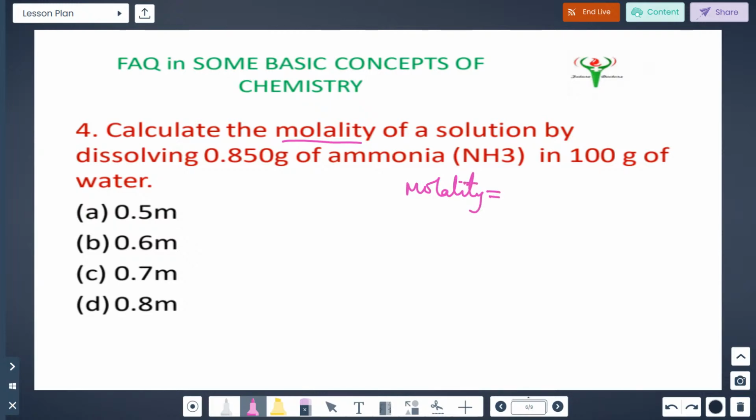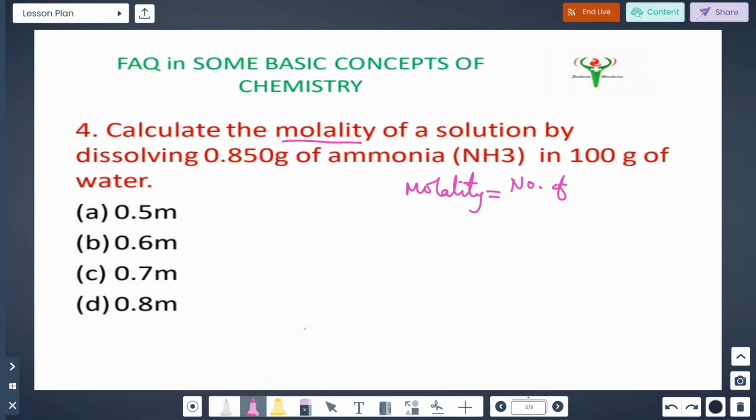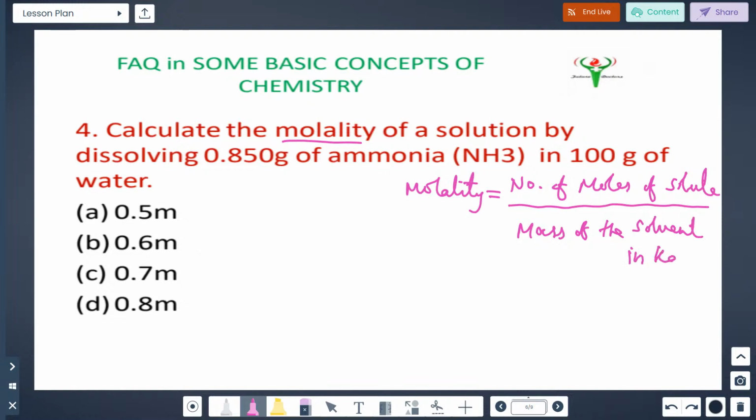Okay, the formula is: number of moles of solute, by mass of the solvent in kilogram. Understood? Molality is number of moles of solute divided by mass of the solvent in kilogram.